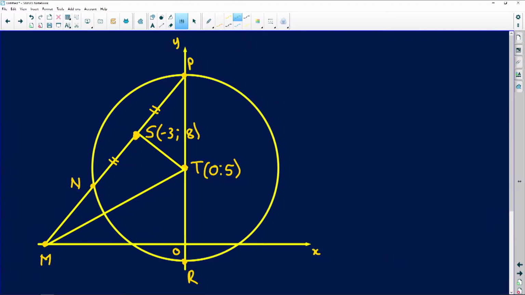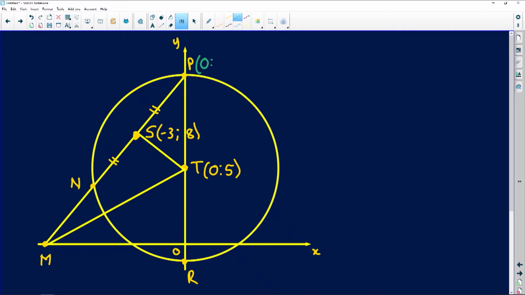Let's start. In the diagram, the circle with center, now they tell us that T over here is the center of the circle. It cuts the y-axis at P. Now remember, they said it cuts at P, so the x value is 0. So this is going to be 0, and whatever the y value is going to become. And the same here for R. It cuts the y-axis at P and R, they said. So this is 0 and something.